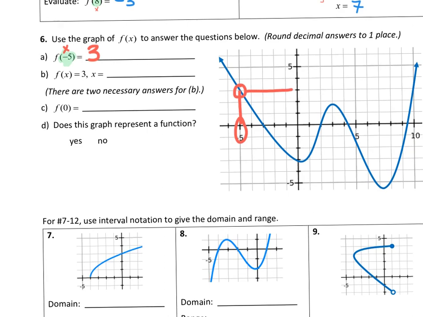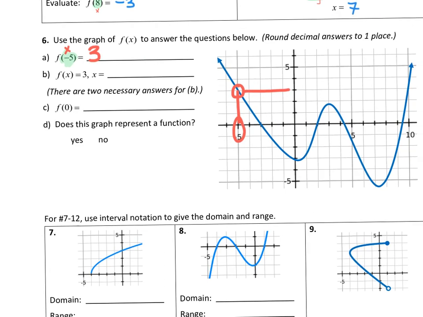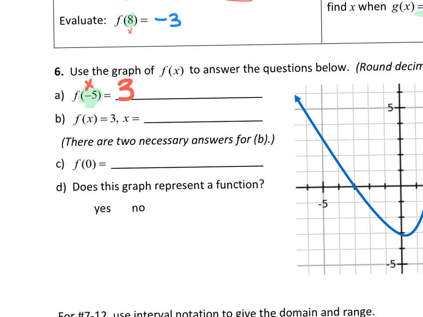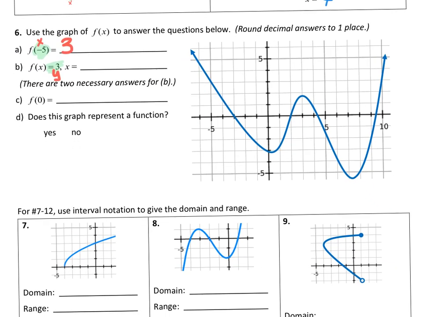In the next problem, I'm given that f of x equals 3, and because the 3 is after the equal sign, that is a y value. So I'm going to find where y is equal to 3.